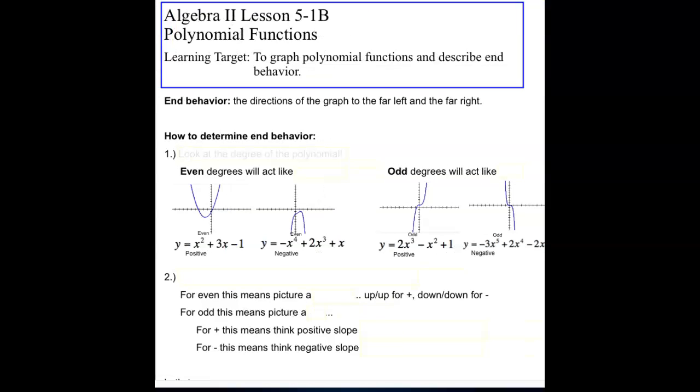So determining end behavior, the first thing you want to do is look at the degree of the polynomial. Even degrees, like x squared, x to the fourth, will look like parabolas. So both arrows pointing up or both arrows pointing down. Okay? Odd degrees are going to act more like a line. So they're going to be going in opposite directions, one pointing up and one pointing down.